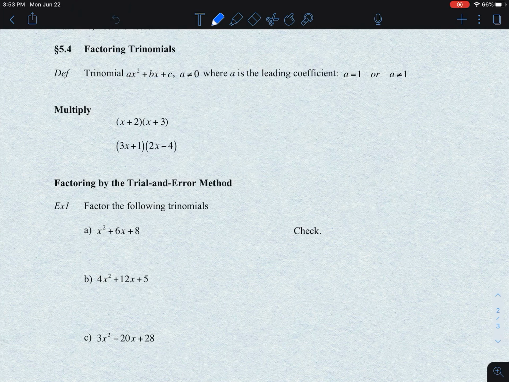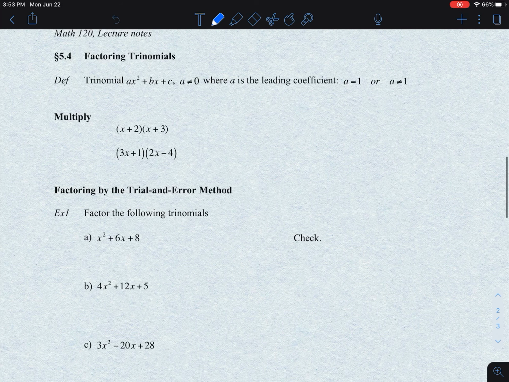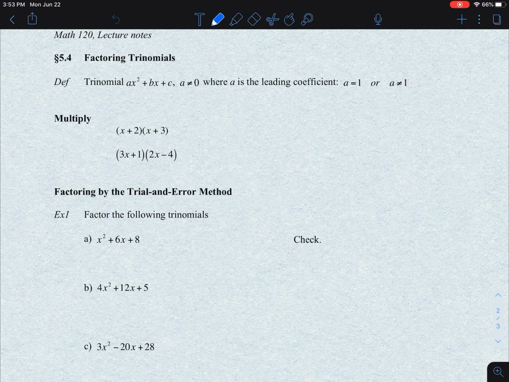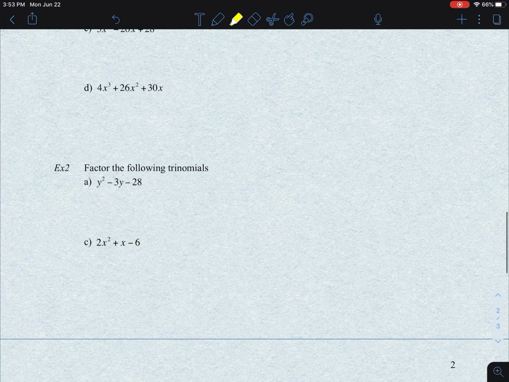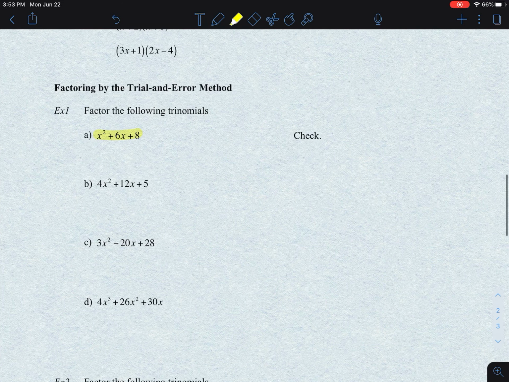Alright guys, so to continue from our chapter 5 lesson, this is 5.4, factoring trinomials. The general form of trinomials is ax squared plus bx plus c, where the leading coefficient a can't equal 0. We're going to look at examples where the leading coefficient is equal to 1, and where it's not equal to 1. Generally, trinomials with a leading coefficient equal to 1 are easier to factor than the ones with a coefficient larger than 1.